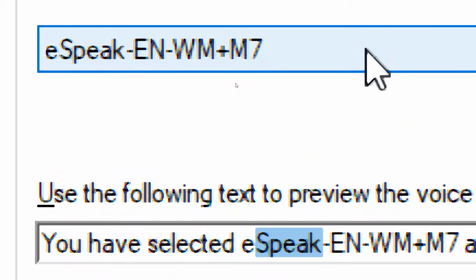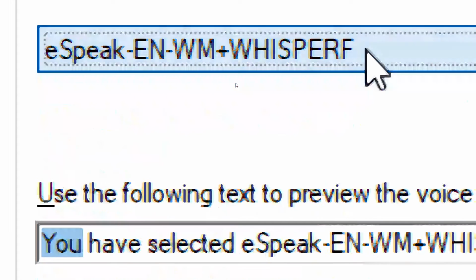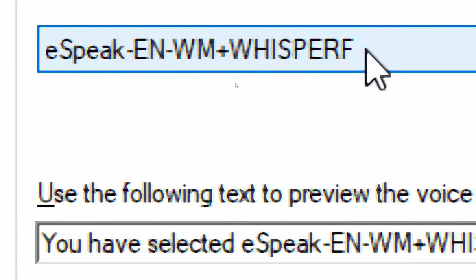You have selected eSpeak ENWM plus M7 as the computer's default voice. You have selected eSpeak ENWM plus Whisper as the computer's default voice.